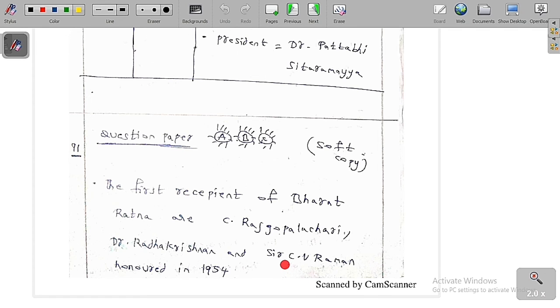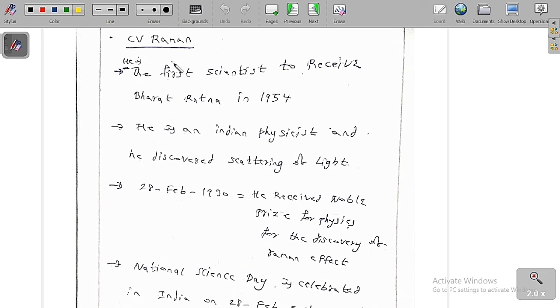Radhakrishnan, and Sir C.V. Raman. These people received the Bharat Ratna in the year 1954. Let me discuss each and every person in a very detailed manner. C.V. Raman is the first scientist to receive the Bharat Ratna, in the year 1954.